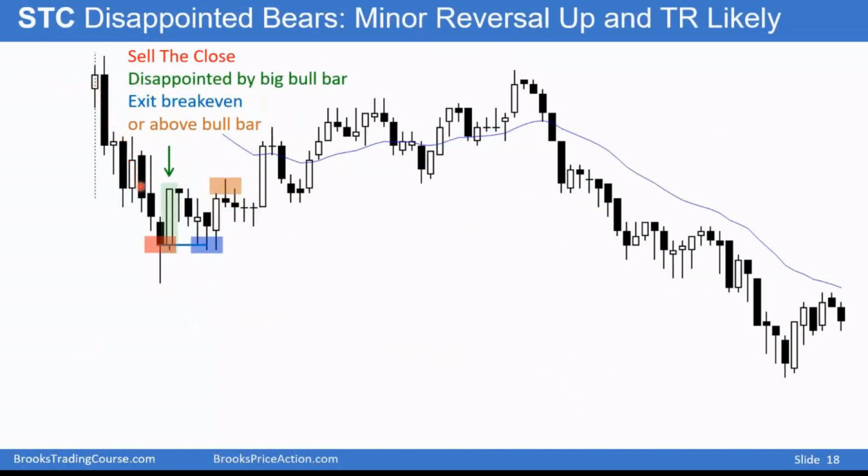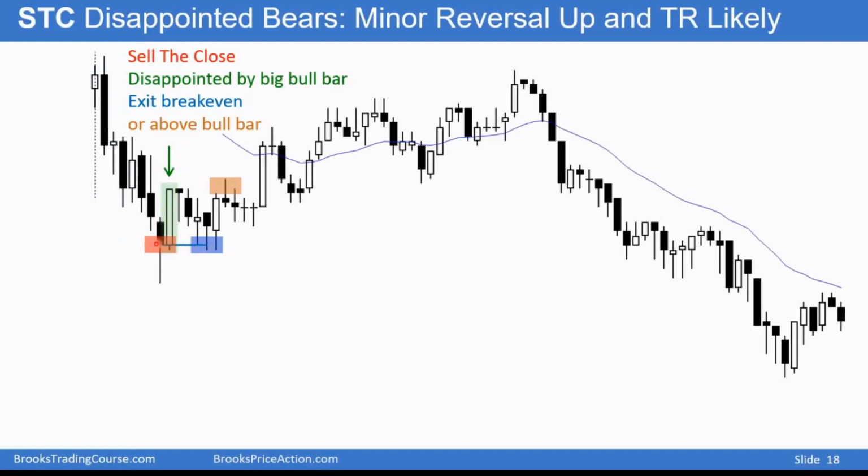Reasonably strong bear trend, so bears are selling at the market, they're selling below bars, they're selling closes. If you sold this close and you saw this bull bar, you'd be disappointed by that big bull bar. A lot of traders will place a limit order to get out break even. Some of them will scale in higher and then get out break even.